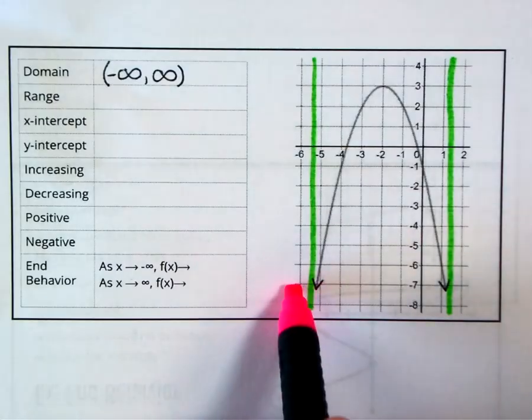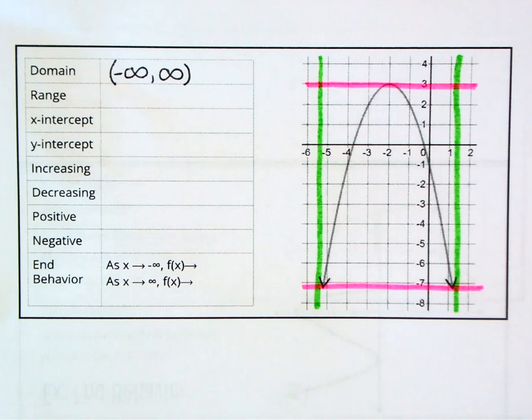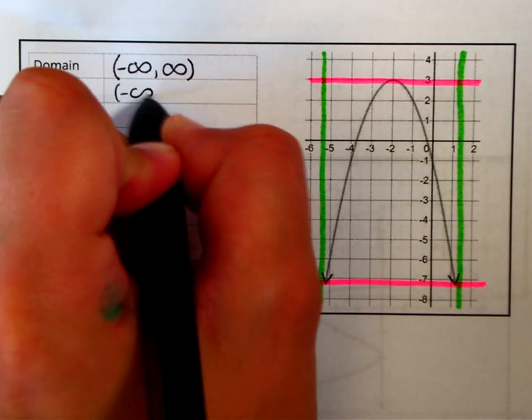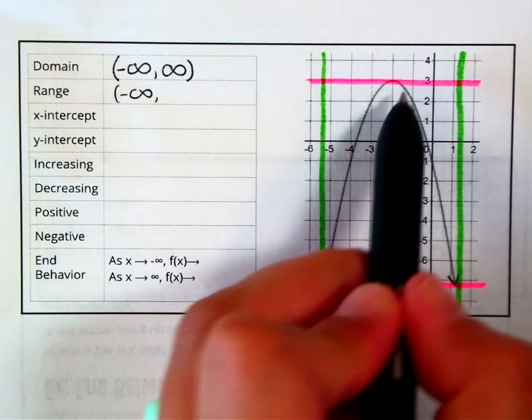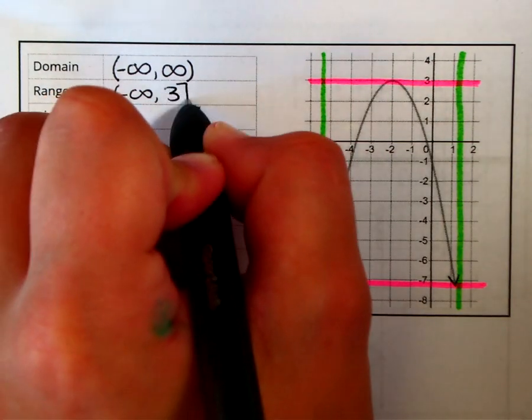My range is bottom to top. And so the bottom of my function never ends, so we'll have negative infinity until we reach that vertex up at the top, or that maximum at 3.